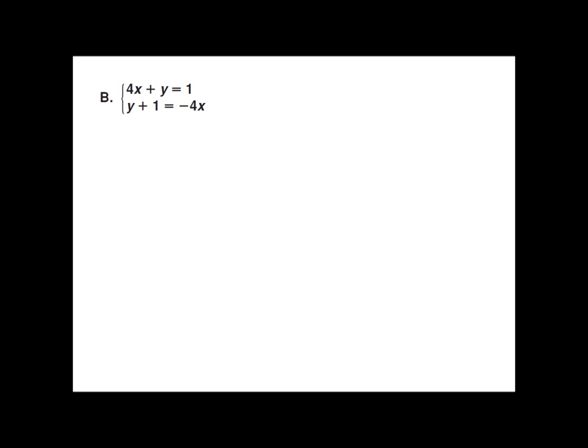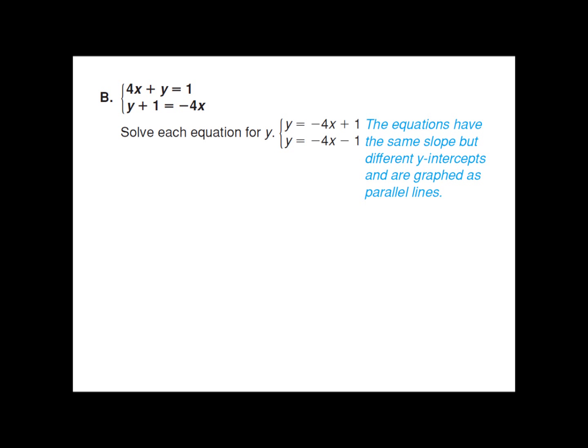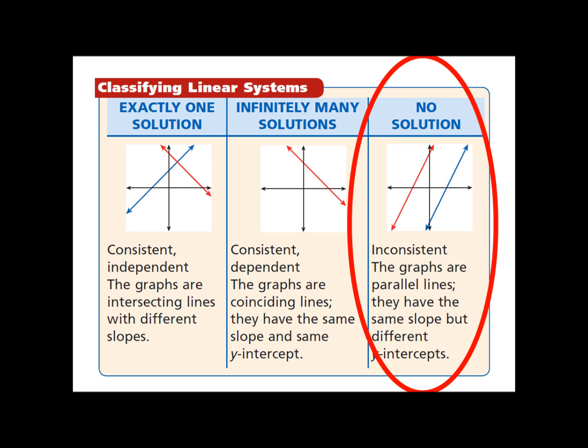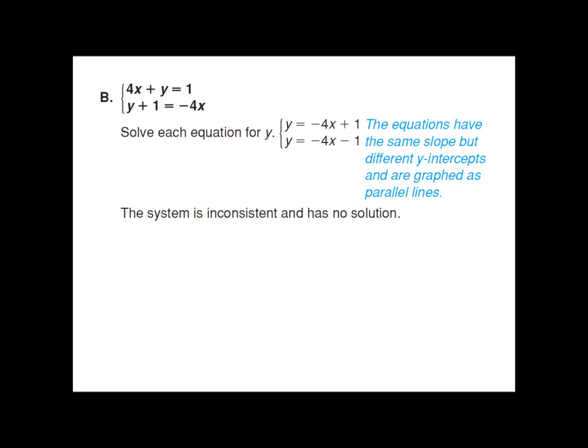What about this one? We'll solve for y in both equations. They have the same slope. They both have a slope of negative 4, but they don't have the same y-intercept. So these are not the same lines. These are two parallel lines. Is it exactly one solution, infinitely many solutions, or no solutions? Well, it's actually an example of this third case. So this system is inconsistent and has no solution.